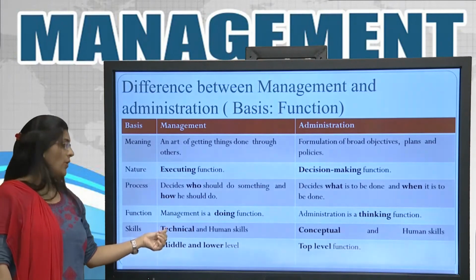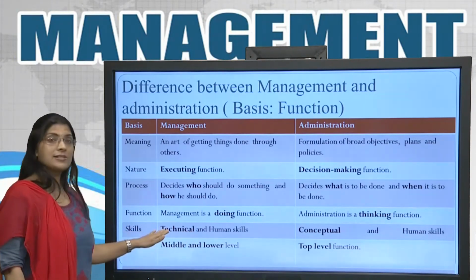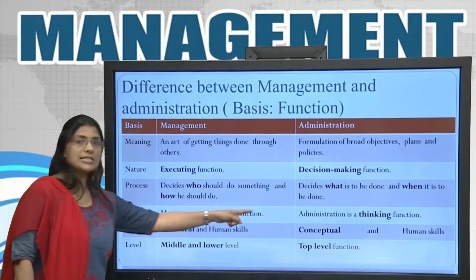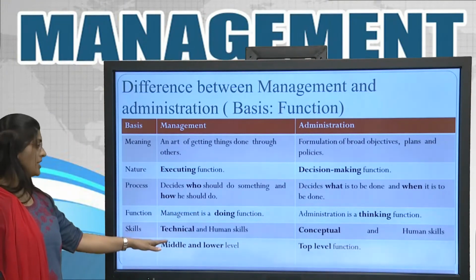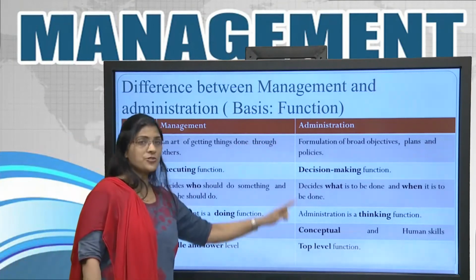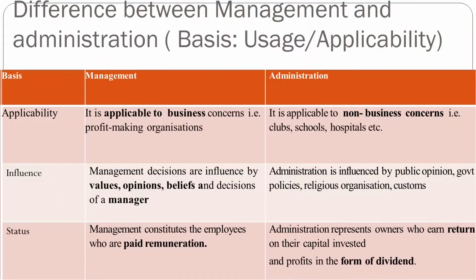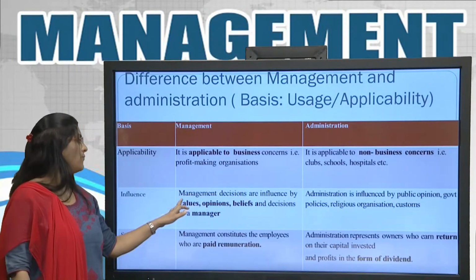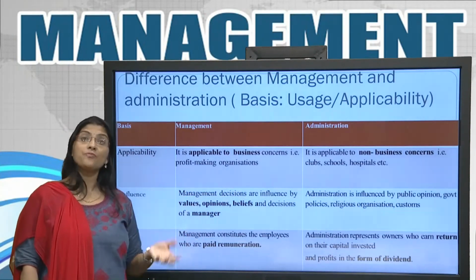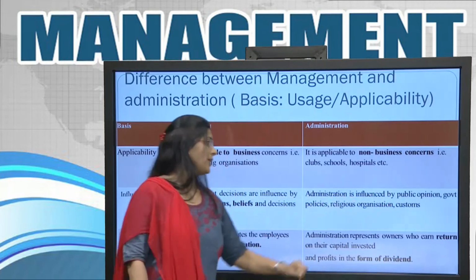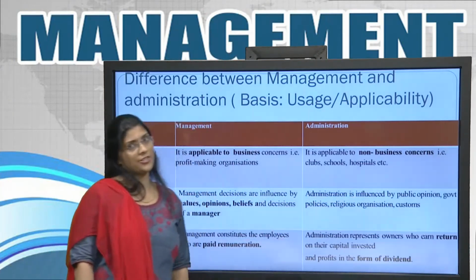Skills: management requires technical and human skills, so technical skills are more required here, while administration requires conceptual and human skills, so conceptual skills are required more. Level: management applies to the middle and lower levels, while administration is the work of the top level. Applicability: management is applicable to businesses, while administration is applicable to non-businesses also. Influence: management decisions are influenced by the values, opinions, beliefs and decisions of the manager himself, while administration is influenced by public opinion, government policies, religious organizations, etc.